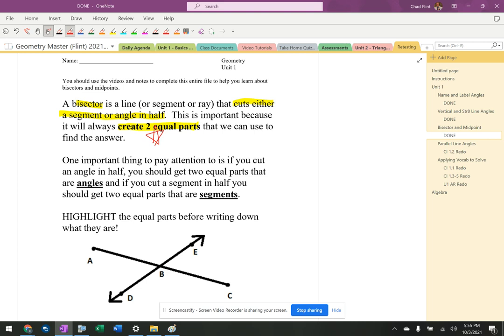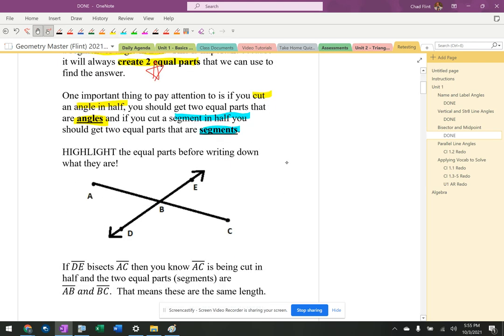All right, the big thing is that we have to pay attention to when we cut something in half. If we cut an angle in half, we should get angles. If we cut a segment in half, you get segments. We've got to make sure that we understand that the segment thing isn't usually a problem. It's the angles, where we're cutting an angle in half and everyone's quick to say, well, this side equals that side. And that's not what's true. If you cut an angle in half, you get a couple of angles.